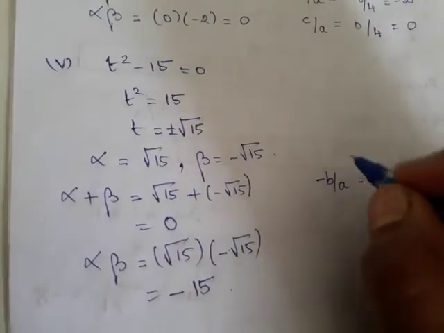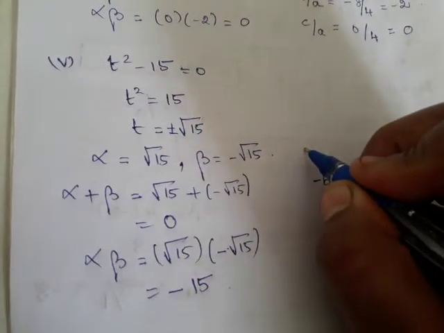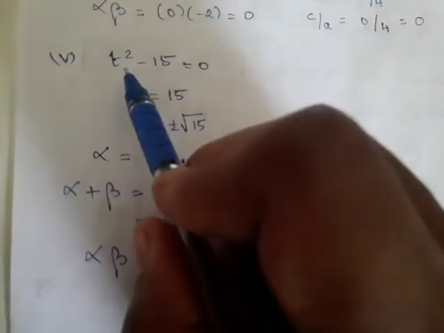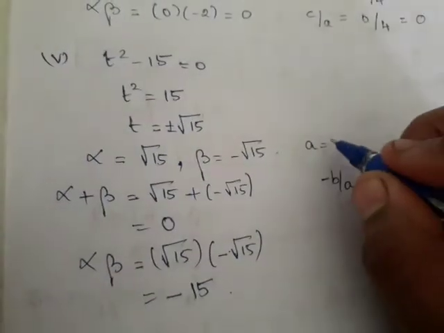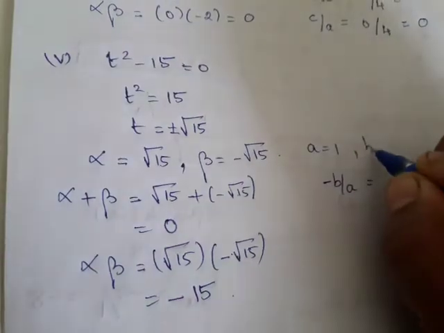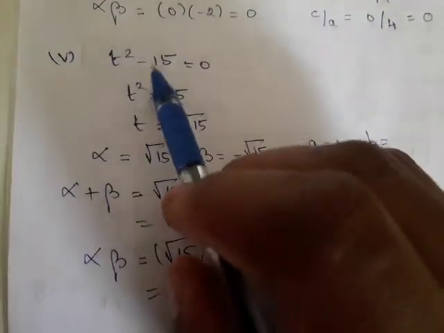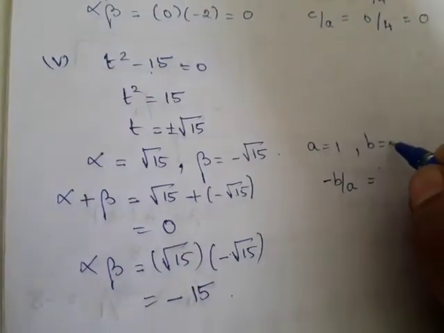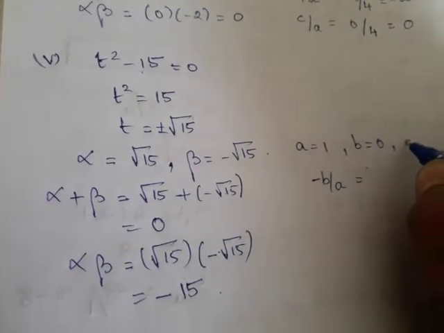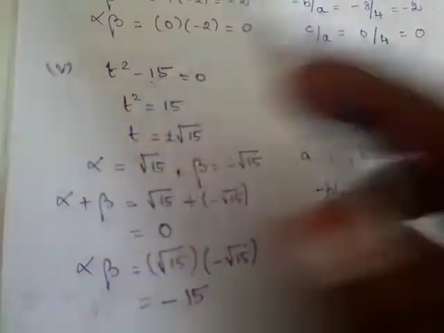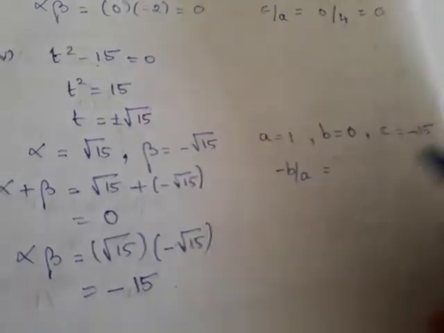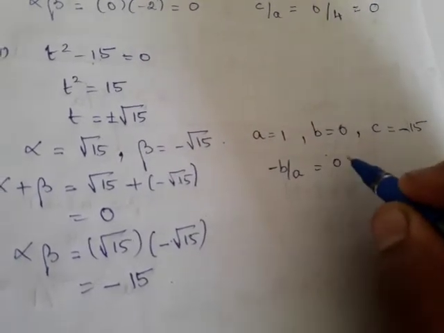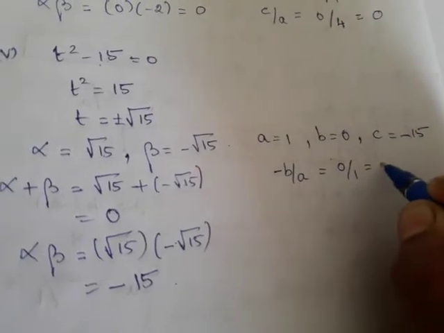Before writing minus b by a, we will find out the values of a, b, c from the question. A is nothing but the coefficient of t square, which is 1. B is the coefficient of t. We don't have a t term at all in the polynomial, so the value of b is 0. C is the constant term, which is minus 15. Take it along with the sign. So minus b by a is 0 by 1, which is nothing but 0.